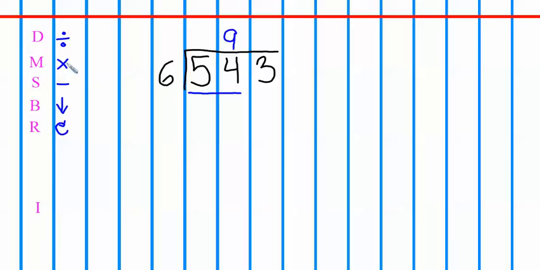Next, we need to multiply. I like to put a little multiplication symbol here when you're starting to remember what you're multiplying. We need to take the divisor, 6, and multiply it by the number we just put on top, 9. 6 times 9 is 54.